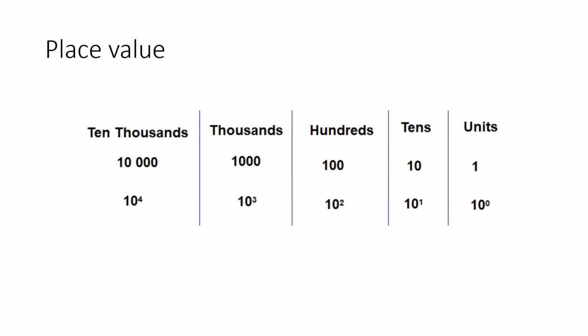Which means that 10 to the power 0, anything to the power 0, is equal to 1. And that's how we get that 1. 10 to the power 1 is 10, and 10 to the power 2 is 100, 10 to the power 3 is 1,000, and 10 to the power 4 is 10,000.